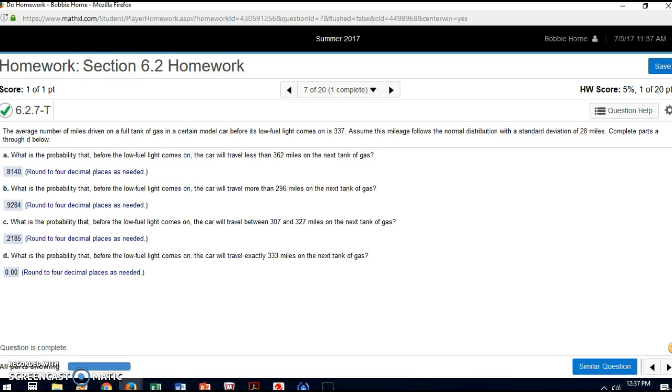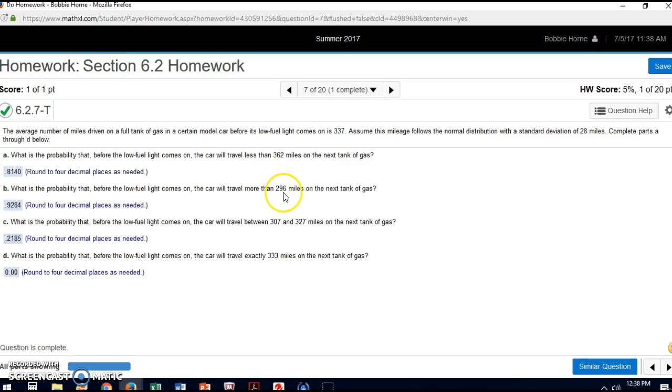Okay, for the next one, what is the probability that before the low fuel light comes on, the car will travel more than 296 miles? Well, the number we're going to be given is going to be up to 296 miles, so that is not our answer. We have to take the probability of the whole, which is 1, and subtract out the probability of less than 296 miles. So we're going to do 1 minus our answer. If you want to know more than, you have to do 1 minus what the normal curve area gives you.